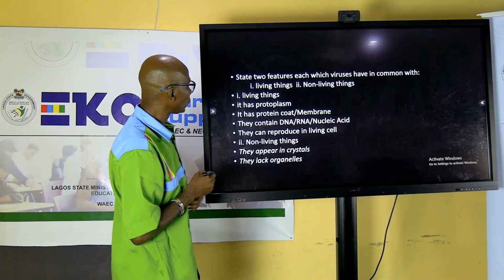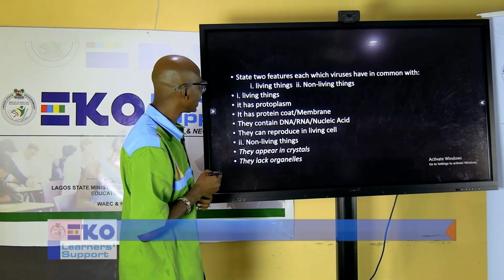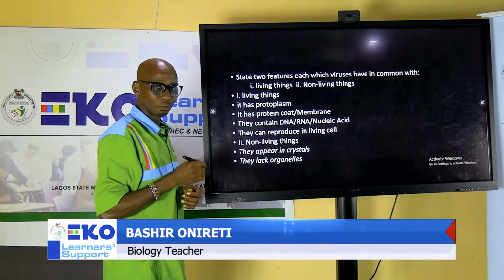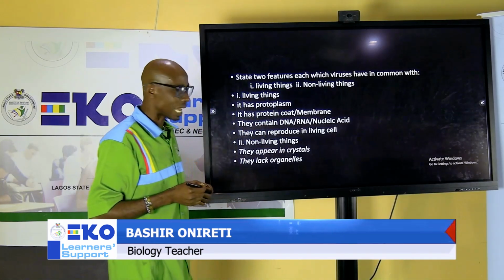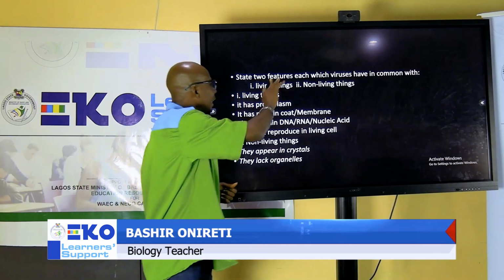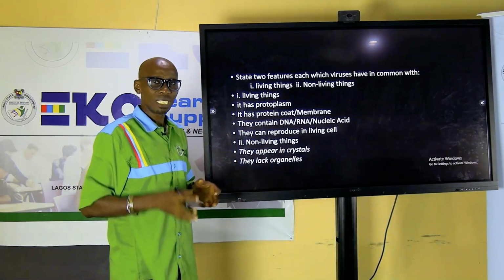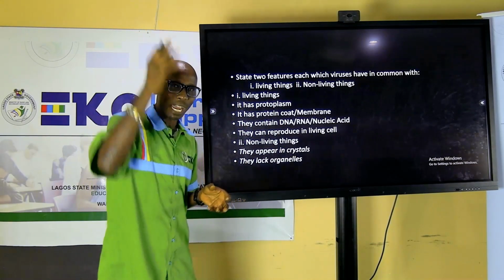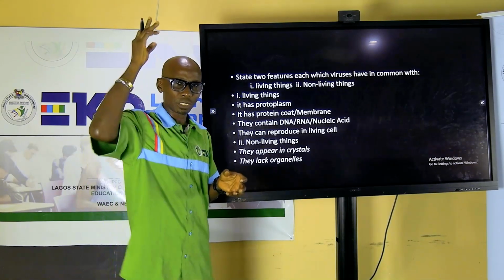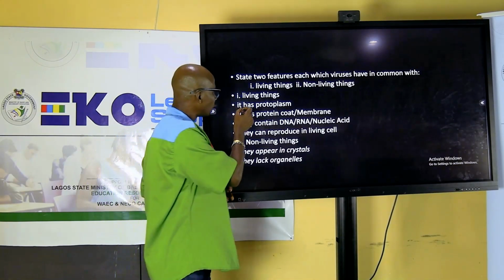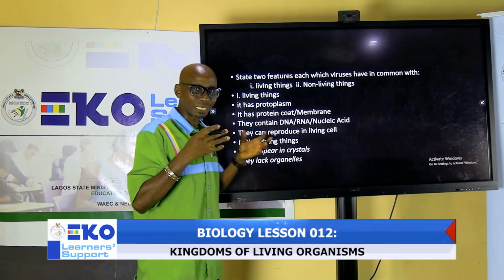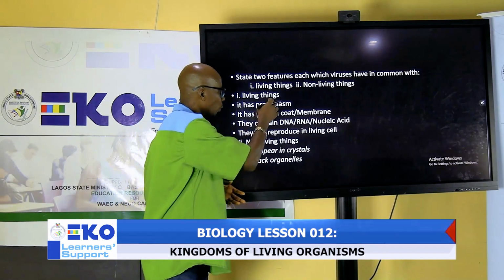Now, state two features which virus has in common with living thing and non-living thing. They can change the question and ask you, state features that make virus a living thing, or state features that make virus a non-living thing. The first one, it has protoplasm, a living material called protoplasm.